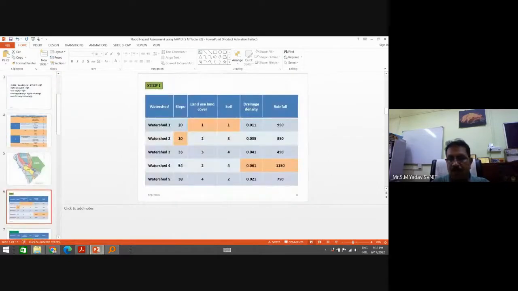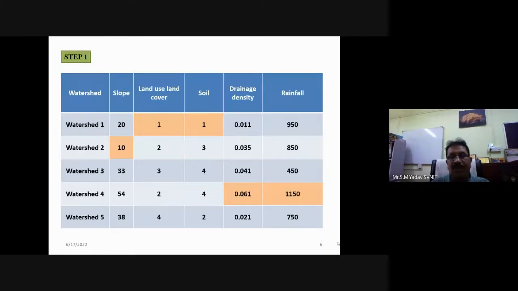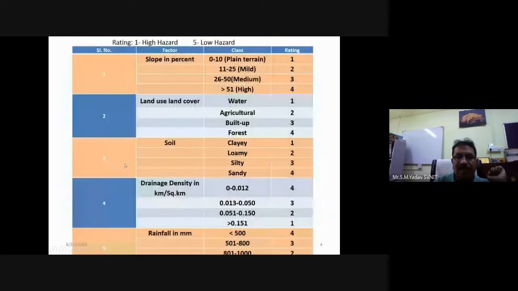So this is my data. To normalize data, what do we have to do? We have done the rating here, 0 to 10, where a high value means high hazard. Water is high hazard, yes.